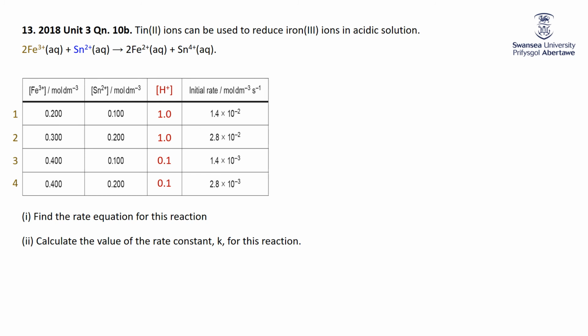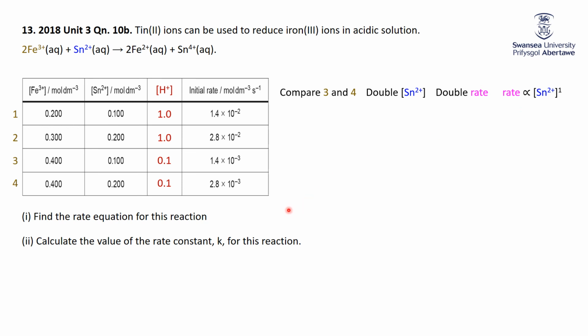So what we want to do is find two equations where we can eliminate as much as possible, leaving just one variable behind. So I might start with 3 and 4. In 3 and 4, the Fe3+ is the same, the tin is doubled, the H+ is the same. What happens to the rate? We go from 1.4 to 2.8, so the rate doubles as well. So this tells us rate is proportional to Sn2+.